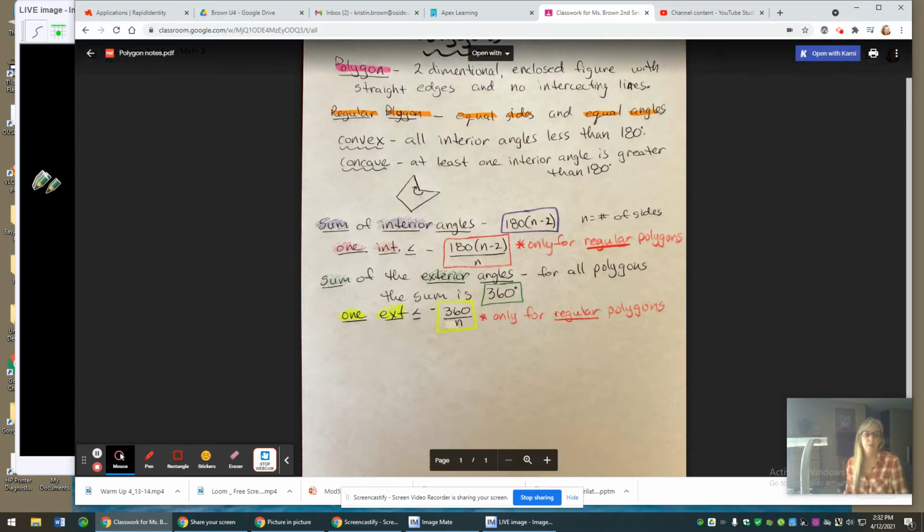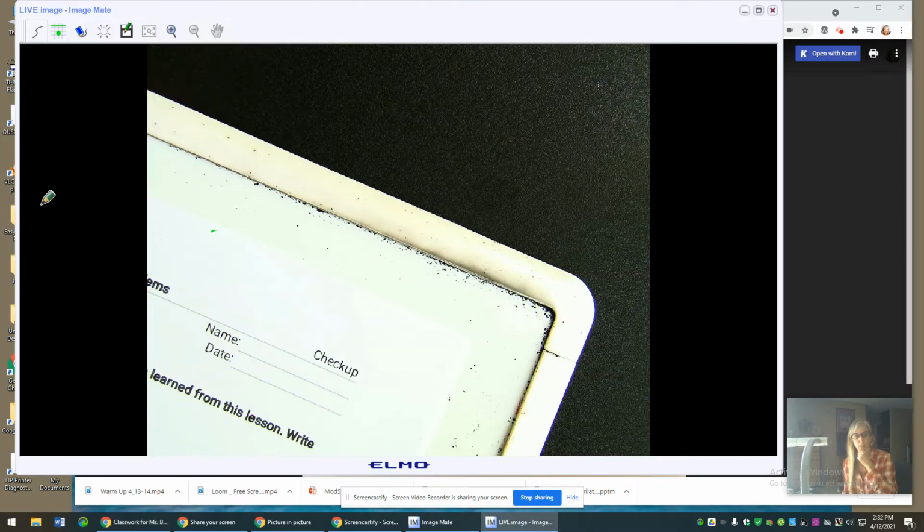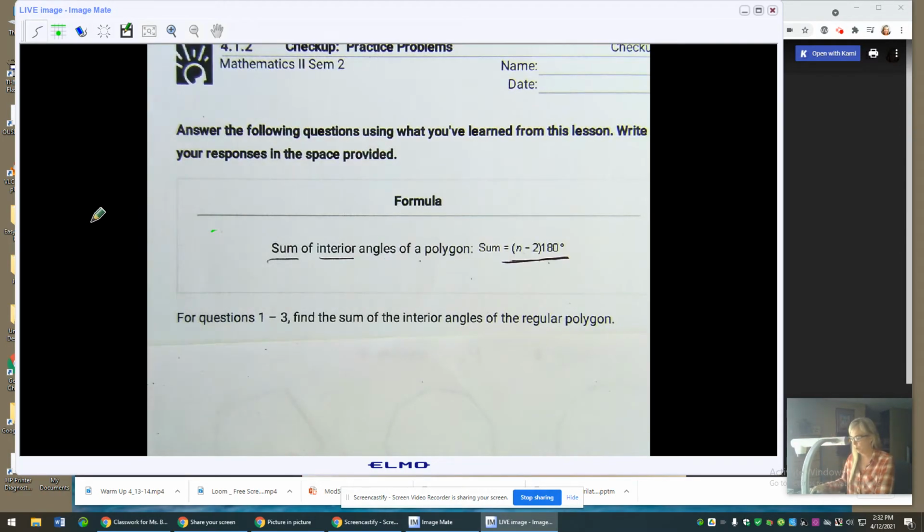Okay, so those are some notes. You need to write these in your own handwriting, in some neat organized place where you have all of your notes. Let's then work on the 4.1 checkup.